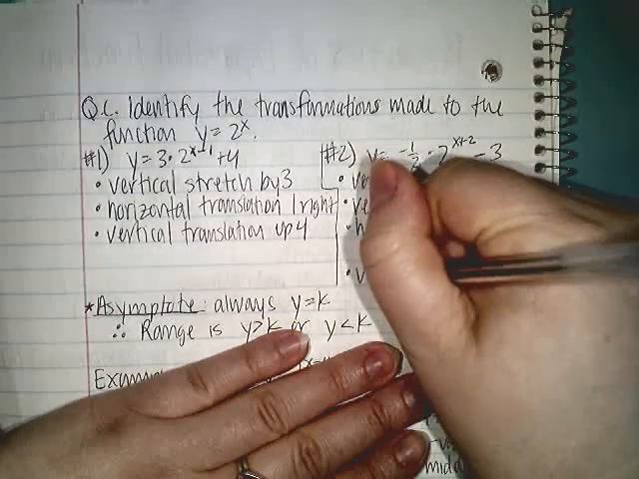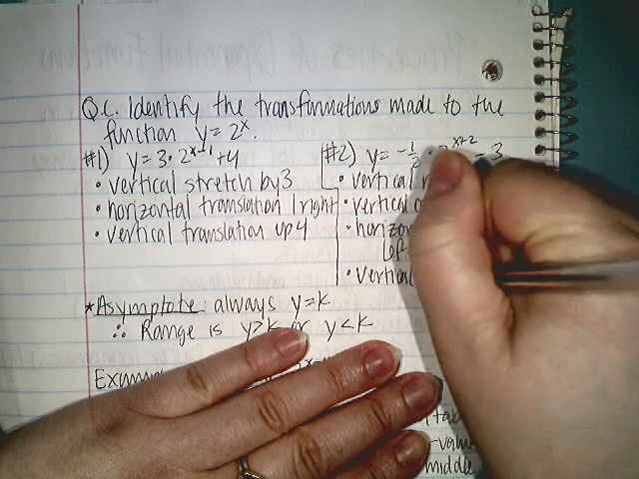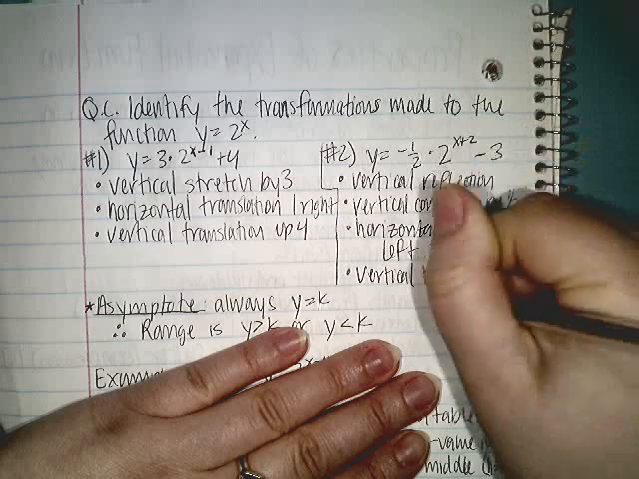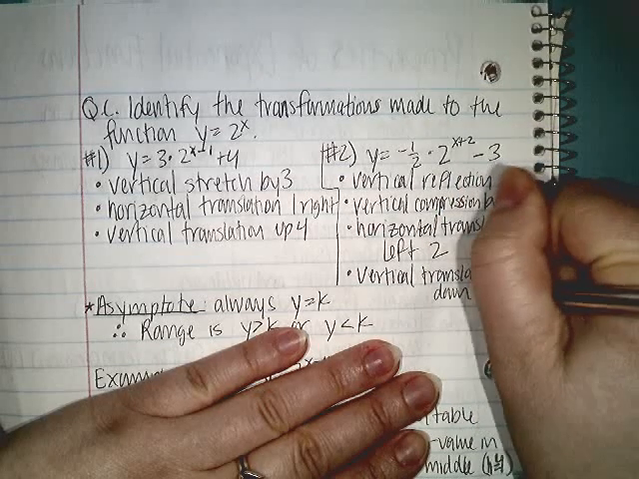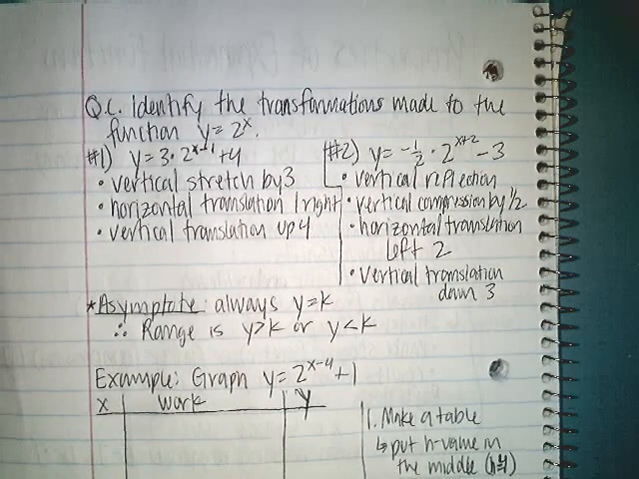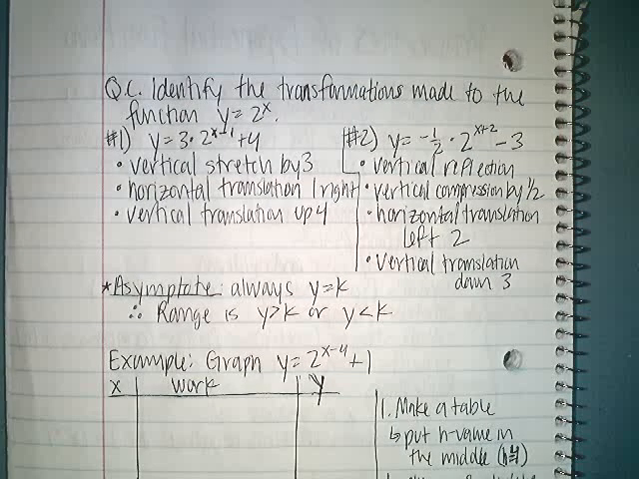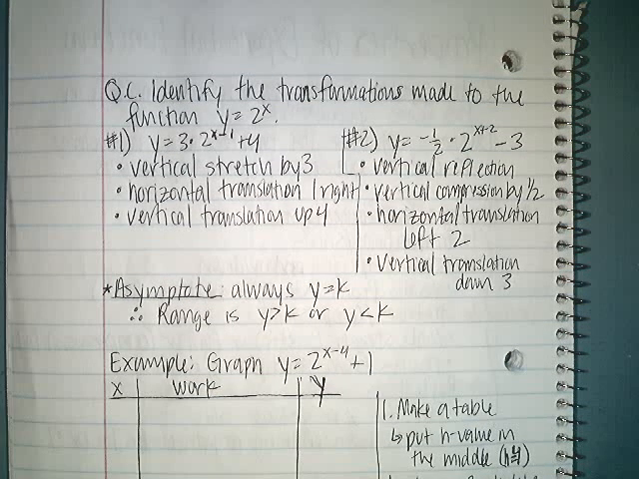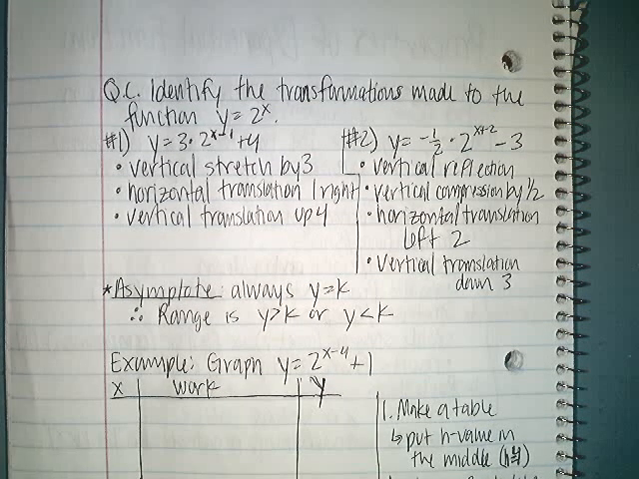And then last but not least, I have a vertical translation down 3. So vertical translation down 3 is that last one, and those are the transformations we've made to those functions. So that's it for transformations for the moment.